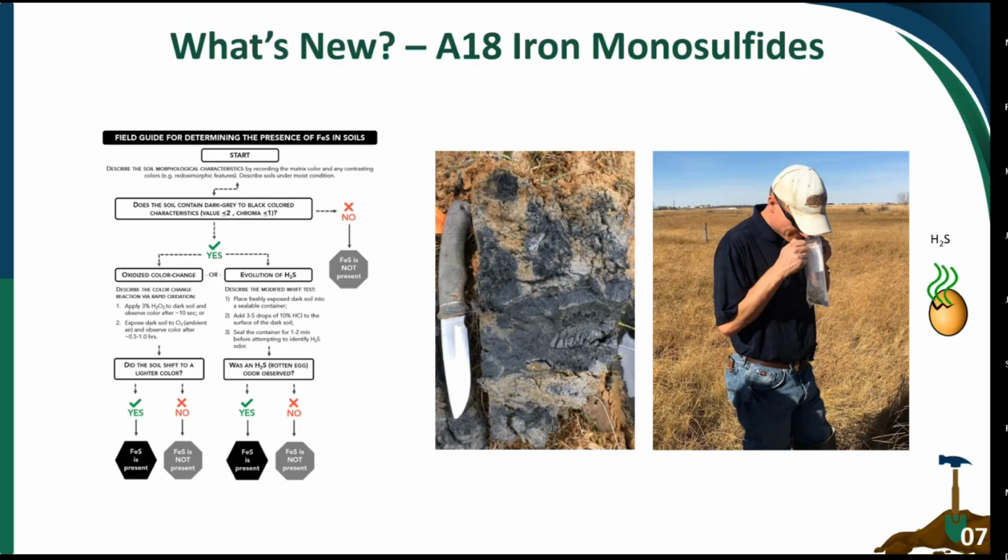The third method for testing the presence of iron monosulfides is to put freshly exposed soil sample in a plastic bag, add 3 to 5 drops of hydrochloric acid solution, seal the bag, wait 1 or 2 minutes, and then do as pictured here on the right, you do the whiff test. Do you smell hydrogen sulfide, that rotten egg odor?